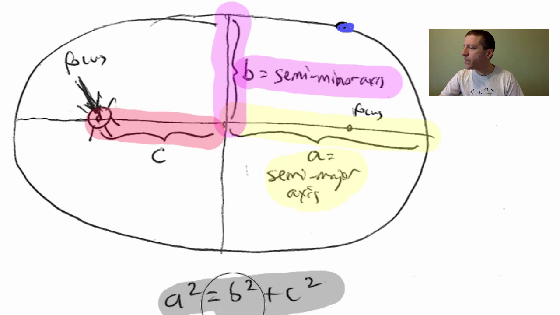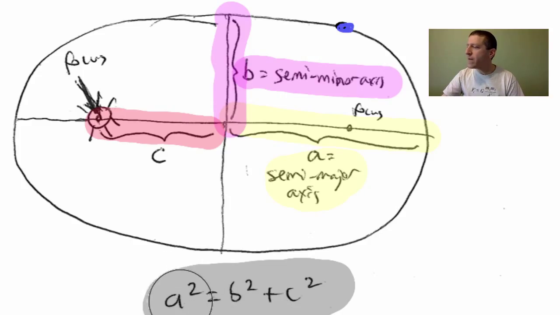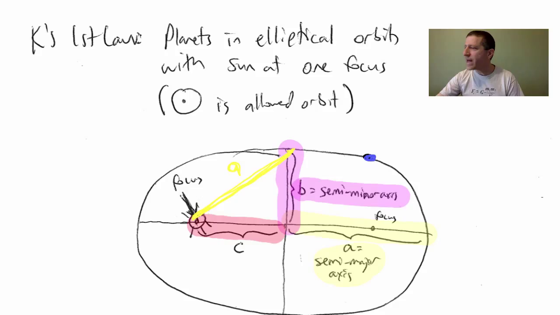Mathematically, you can find out that A squared is equal to B squared plus C squared. In other words, the semi-major axis squared will equal the semi-minor axis squared plus this center to focus distance C squared. That distance is A, this is B and this is C, just like the Pythagorean theorem. That is Kepler's first law, simply that the planets are all in elliptical orbits with the sun at one focus.